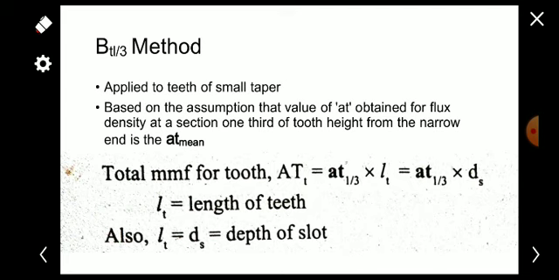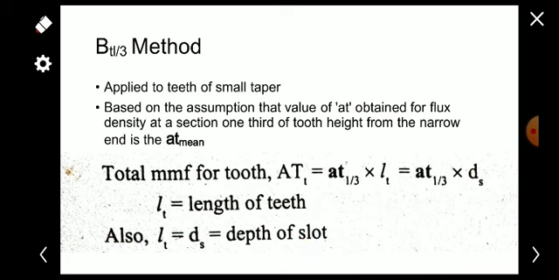This method is the most simple of the methods. According to this method, the total MMF of the tooth, that is ATT, can be found as AT one-third into LT. AT one-third is the corresponding AT value that is taken at one-third of the tooth height. So AT one-third into DS, or AT one-third into LT. LT is the length of the teeth, DS is equal to the depth of the slot.